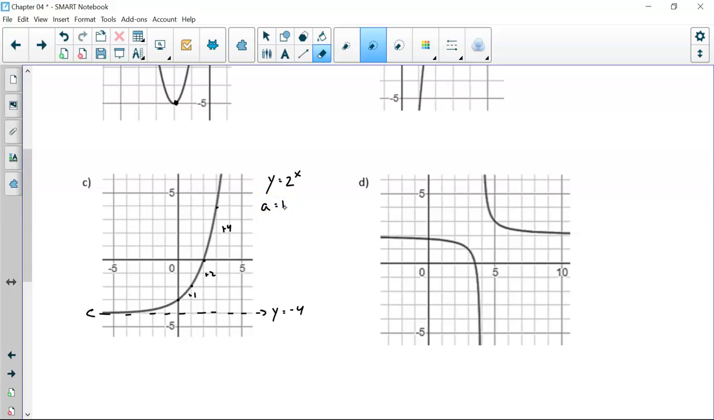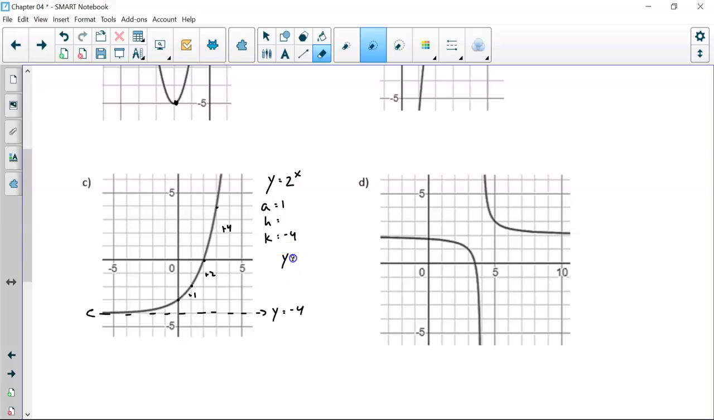And now what we're doing, and this is just a possible, for our h and k. I don't know if we're moving left or right at all. But I do know that our asymptote moved down 4. So k is negative 4.